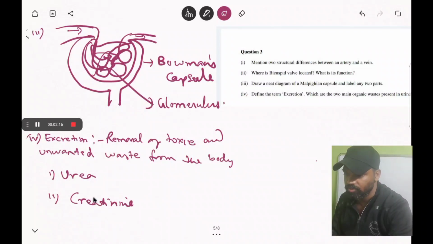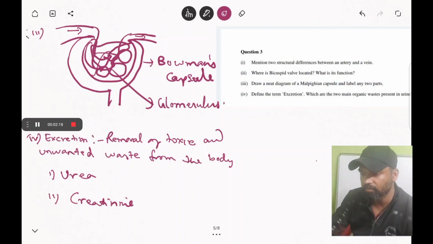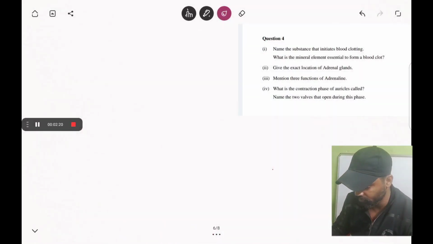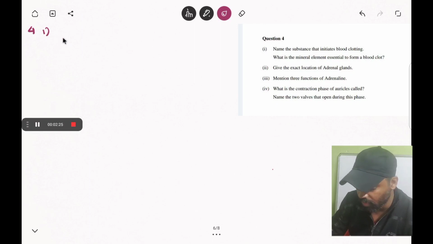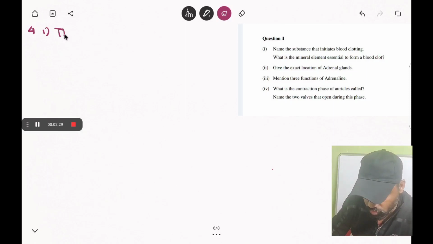Done. We'll do number 4 now. 4 part 1. Name the substance that initiates blood clotting. That is thromboplastin.